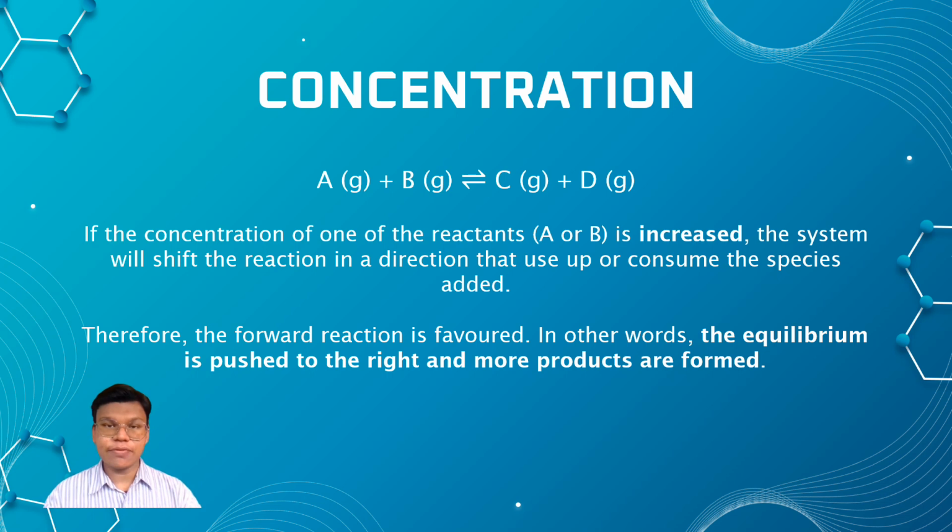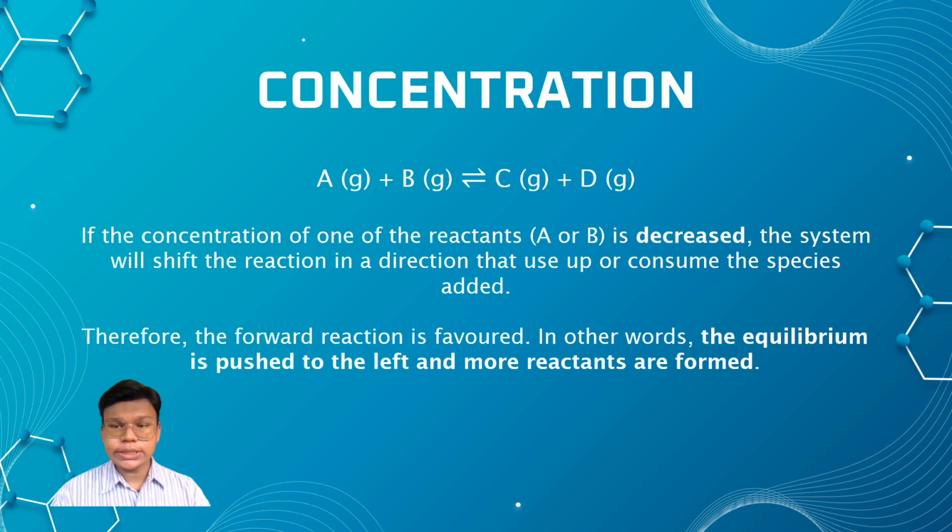One of the factors affecting equilibrium is concentration. If the concentration of one of the reactants, A or B, is increased, the system will shift the reaction in a direction that uses up the species added. Therefore, the forward reaction is favored. In other words, the equilibrium is pushed to the right and more products are formed.